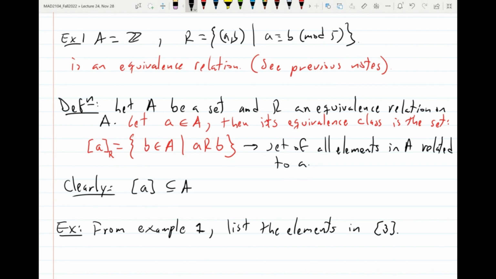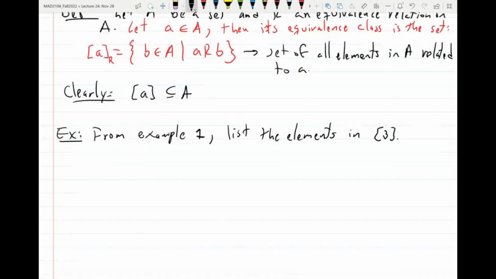What is it? What are the elements here? Everybody who has the same remainder as 3 when divided by 5, right? What's the remainder of 3 when divided by 5? What is it? If you divide 3 by 5, what's the remainder?